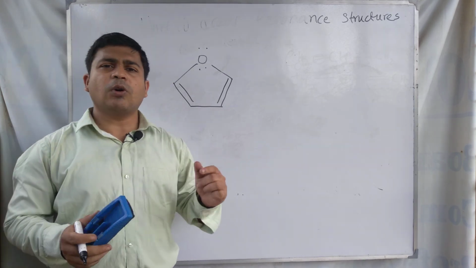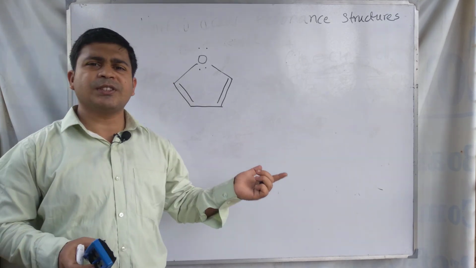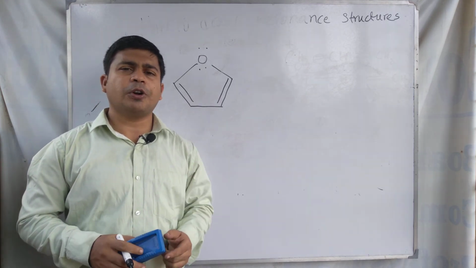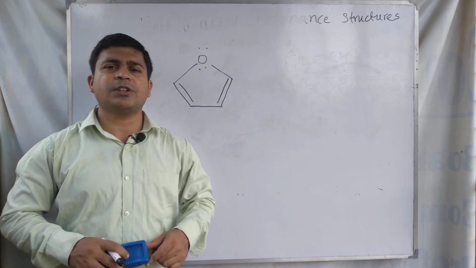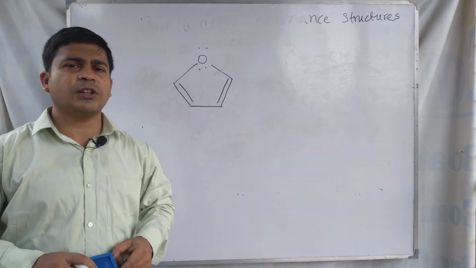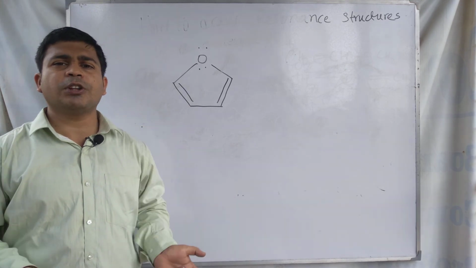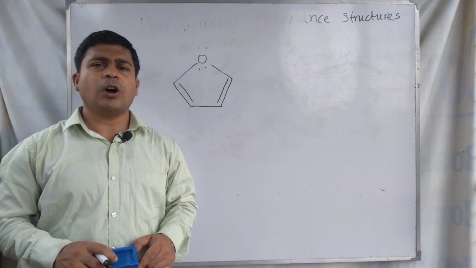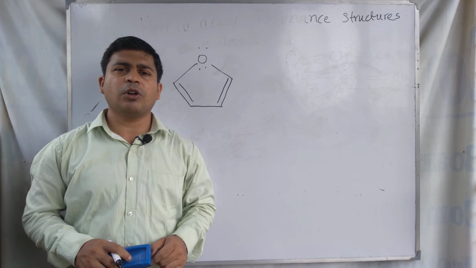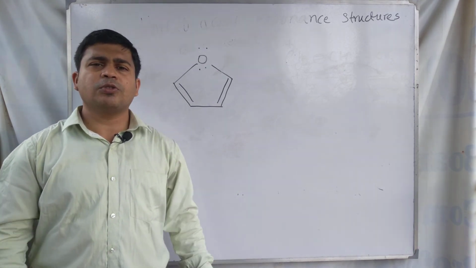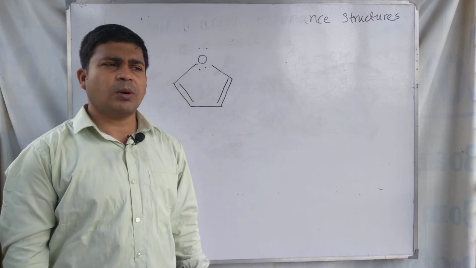So I already showed you some examples of how to draw resonance structures, and I think you understand how to draw resonance structures of molecules. So these are the ways of drawing resonance structures of some molecules. Not for all the molecules are resonance structures possible. Resonance structures are possible only for some molecules.